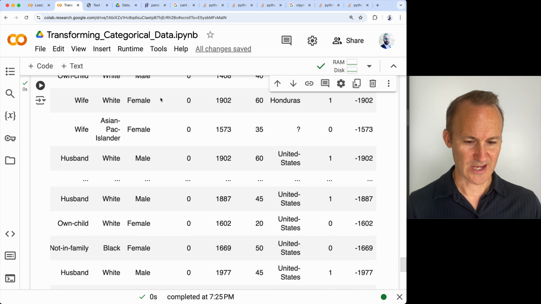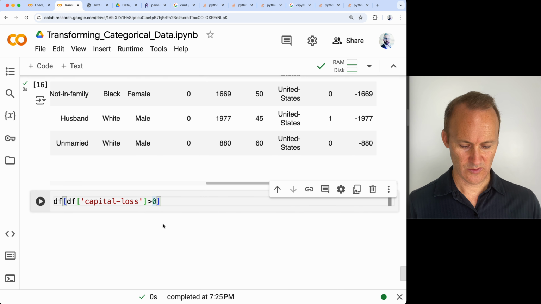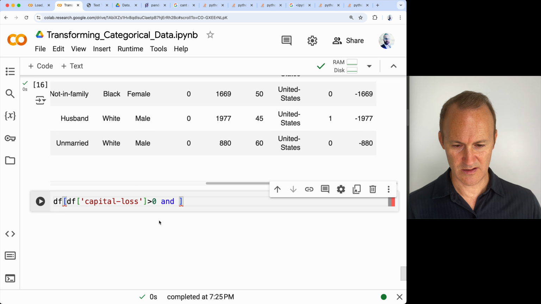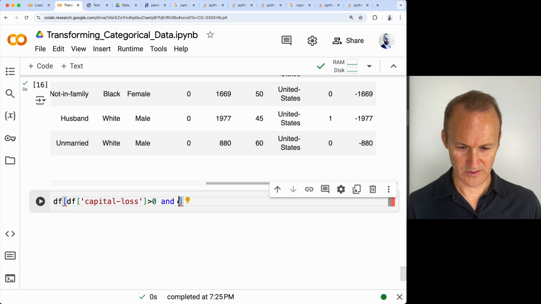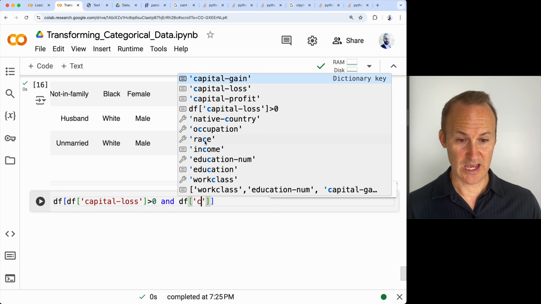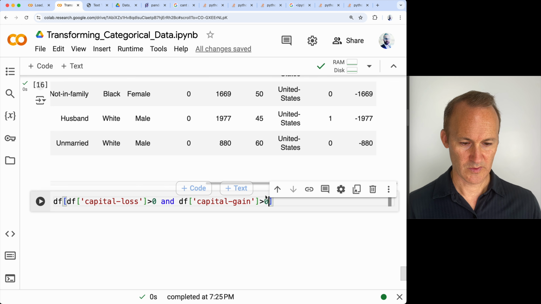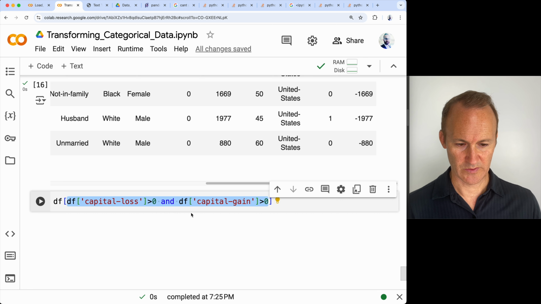Well, this is half of it. Now, you may try something like this. We want this case, and we want the other case. Well, I'll just write it in. It's df capital gain to be greater than 0. And so we're looking for both of these, right? So that's our condition inside the brackets. Okay, we've got two df statements here.